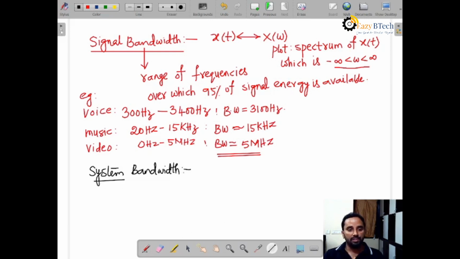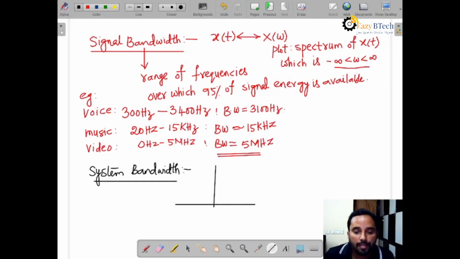If you see the definition, we can understand system bandwidth. For example, I am considering the system gain function or transfer function, or the magnitude plot of the system, the magnitude response. It is like this, this is the magnitude plot.